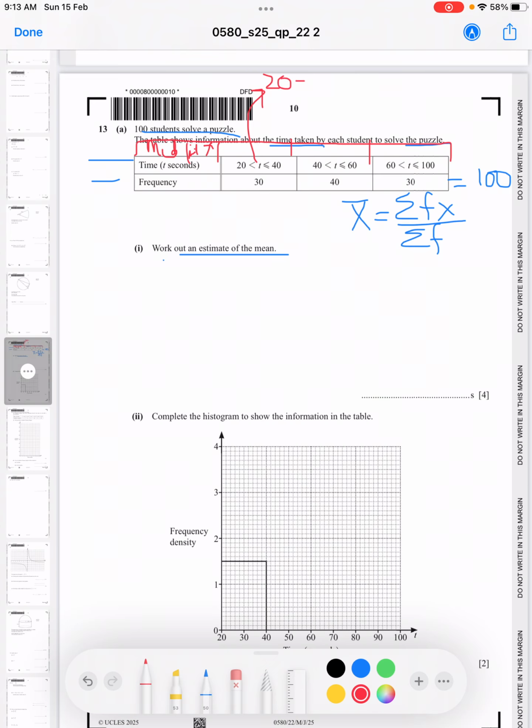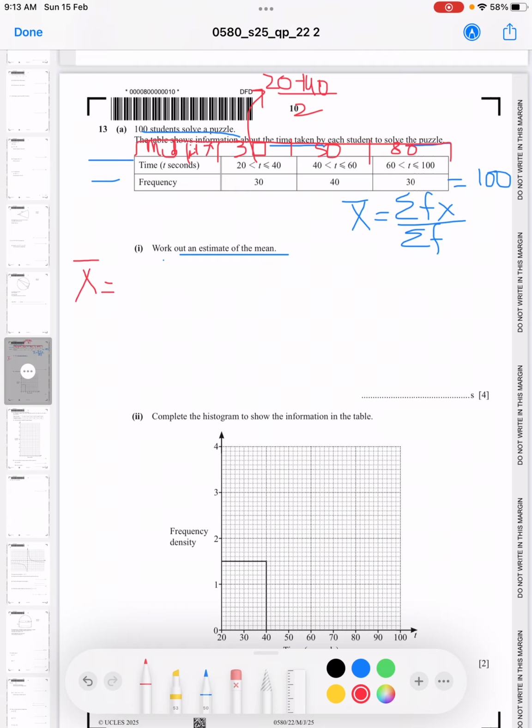20 plus 40 divided by 2. So it will give you 60 by 2, so you get the midpoint 30. Similarly, for the next one you get 50, and for the next one you get 80. Right? Now just multiply it with frequency and we will get the answer.